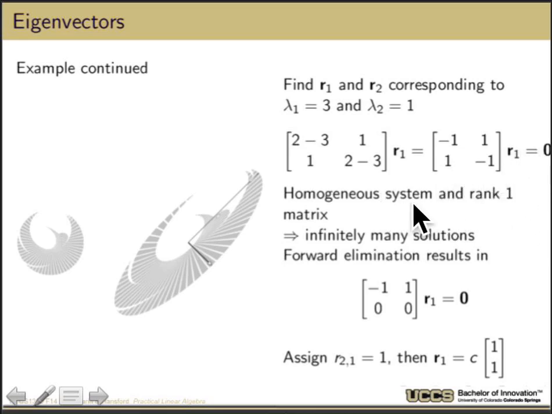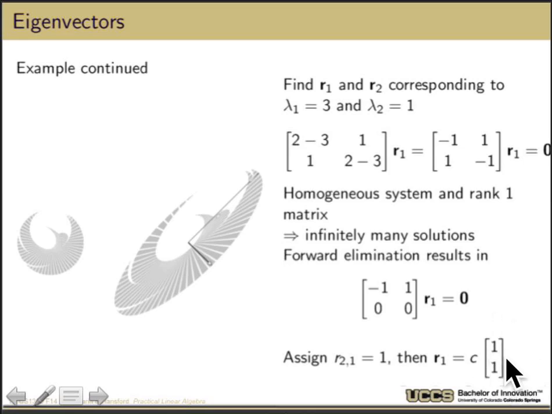So now we have a homogeneous system and a rank 1 matrix. This has infinitely many solutions. So if I try to do some forward elimination, and I shear this to make it go away, I get [-1, 1; 0, 0], so r1 is equal to r2. That says I can assign what I want to r2, say 1, and then stick that back in because I have infinitely many solutions. I'm going to get that r1 is equal to c times [1, 1]. And this is actually why there are infinitely many solutions. For any value of c, this is going to be true.